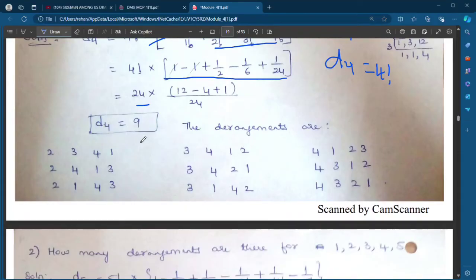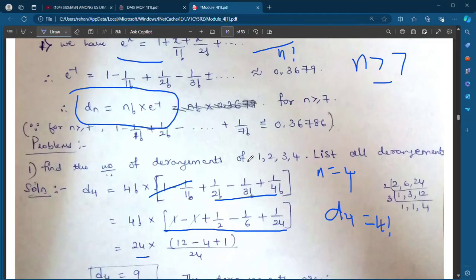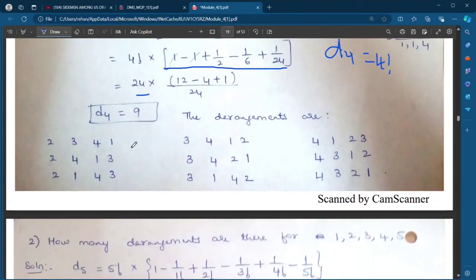So D4 is equal to 9, and they have asked us to list the derangements. Simple, how you can write: just remember 1, 2, 3, 4. I have to write in such a way that in this place 1 should not come, in this place 2 should not come, in this place 3 should not come, in this place 4 should not come. Here 9 are there, right? So 3 will appear 3 times, 4 will appear 3 times, 1 will appear 3 times, that is 9.